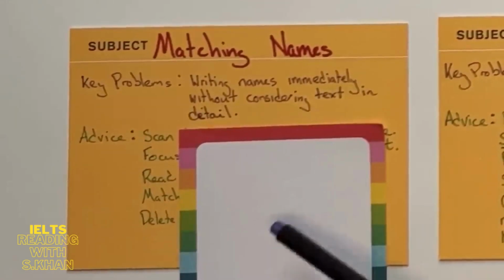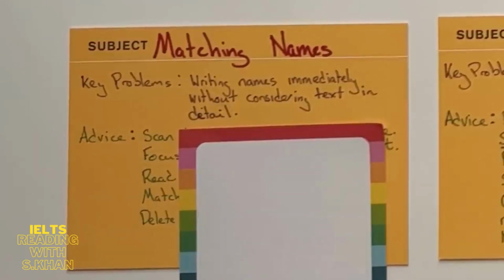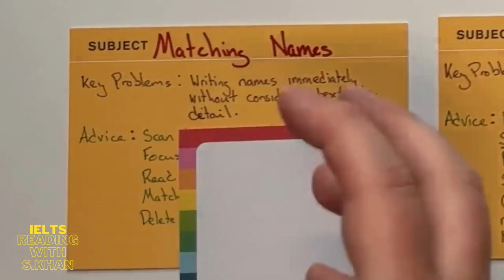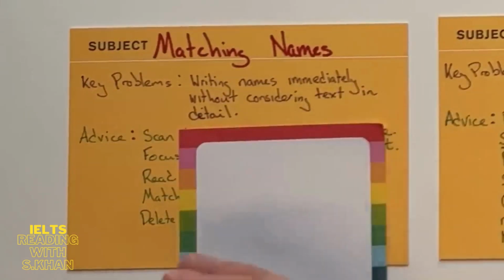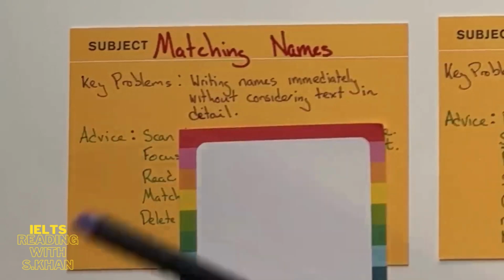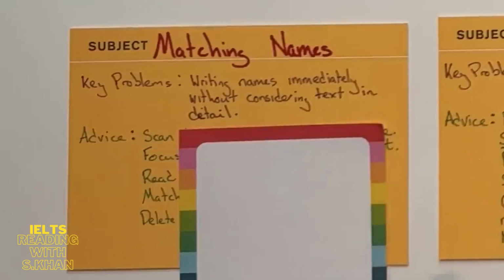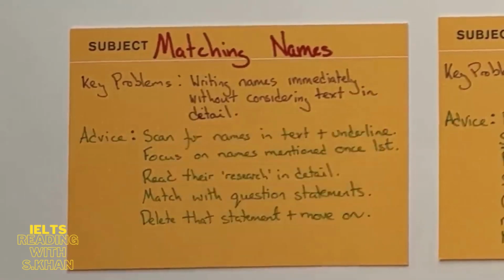I find that this type of question comes more towards the end, not always, but often, because it's normally linked to research findings, scientists, researchers, academics, things like that. And people are stressed, they're running out of time, they're tired, and they just see names and start to match them up without taking the time to actually read and consider the text. So how can we overcome those problems?